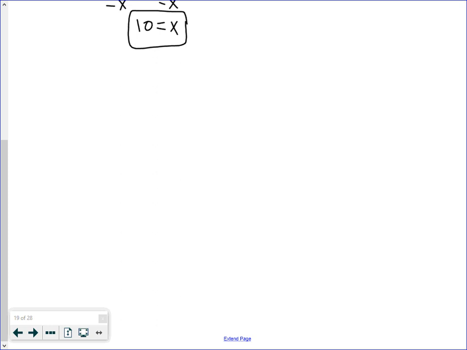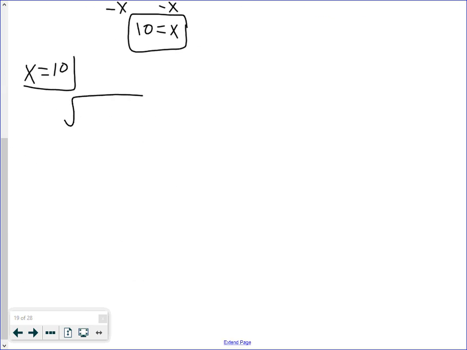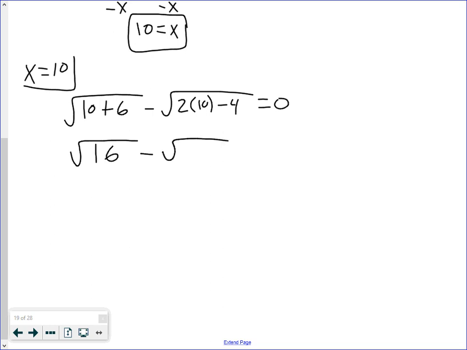So we're going to plug in x equals 10 into our equation, which was the square root of x plus 6, so 10 plus 6, minus the square root of 2 times 10 minus 4, should all equal 0. We should always check our solutions whenever we're dealing with square roots. So the square root of 10 plus 6 is 16, minus the square root of 20 minus 4, which is also 16, and that equals 0.